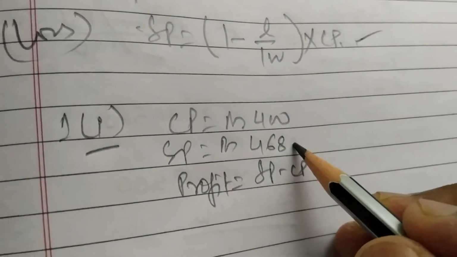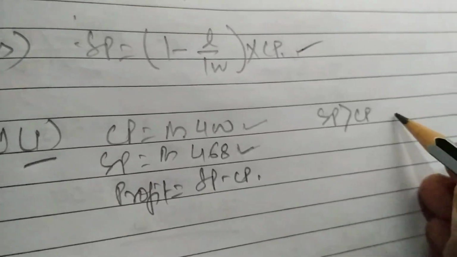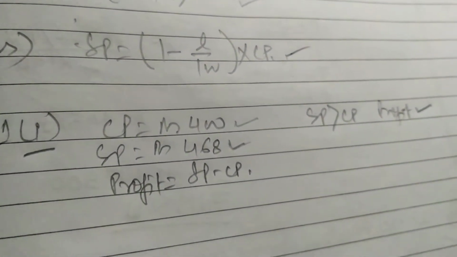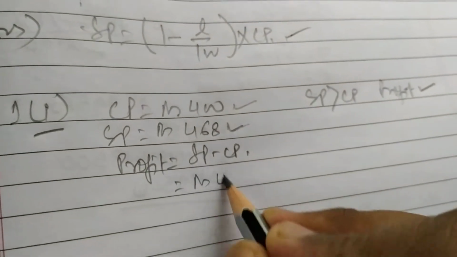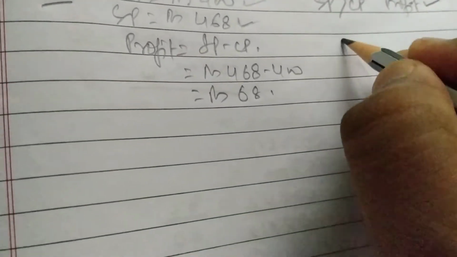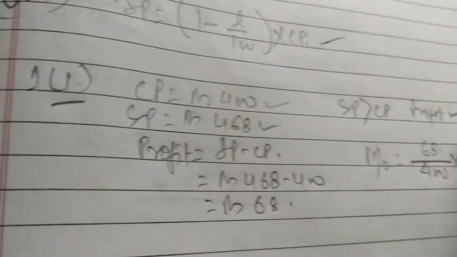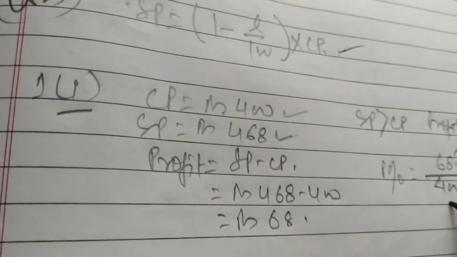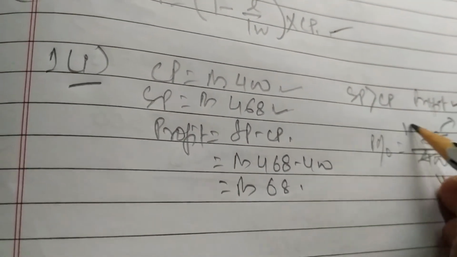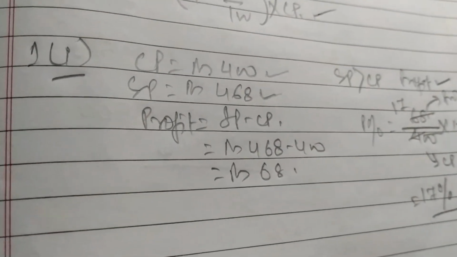Here we can easily see SP is greater than CP. Whenever SP is greater than CP, there is always a profit. So we write rupees 468 minus 400, which is equal to rupees 68. Now profit percent is equal to 68 by 400 into 100. This one is profit, this one is CP, this is into 100. So 4 17s are 68, so profit is equal to 17%. I hope this sum is clear to you.